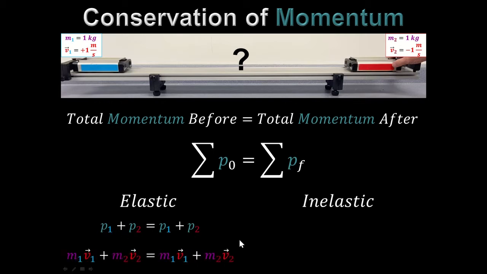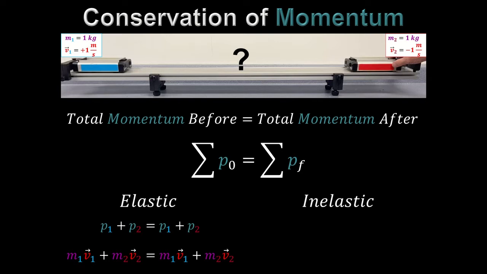And if you can say that, you should have no trouble saying this. Because remember, momentum is mass and velocity. So the mass of the first cart times the velocity of the first cart, that's the momentum of the first cart. That's the momentum of the second cart, added together, total before, and should equal the total after.